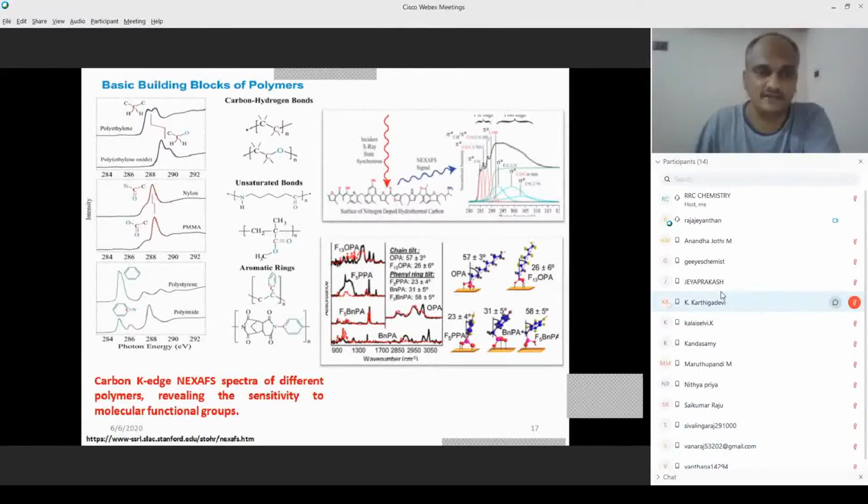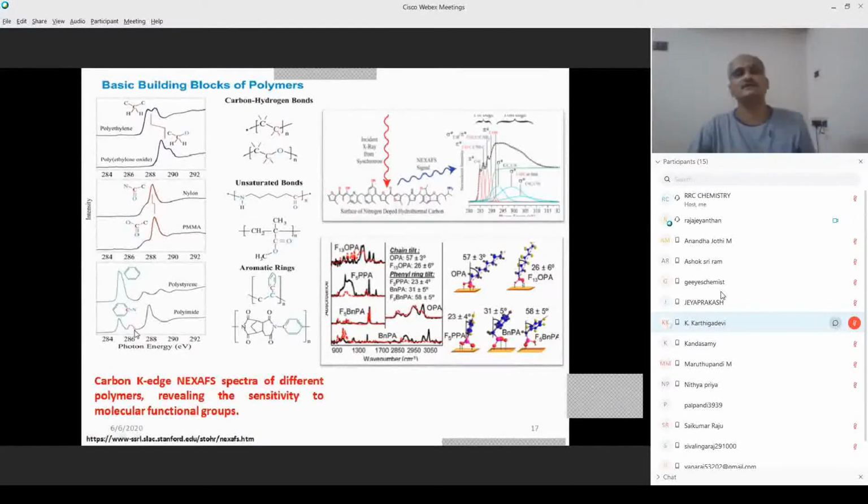by using this technique. And the next one, very interesting, is polystyrene and polyimide. In polystyrene, the carbon is bonded to hydrogen. In the case of polyimide, the carbon is bonded to nitrogen. This will give a very characteristic peak at 286, that corresponds to the excitation of the carbon-nitrogen bond electrons. So you will have a new peak at around 286 eV. So in this way, the building blocks of the polymers can be clearly understood.